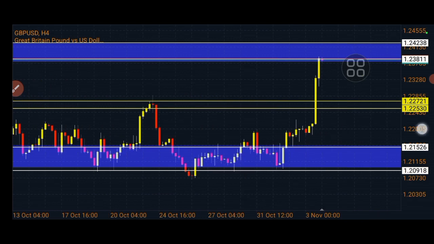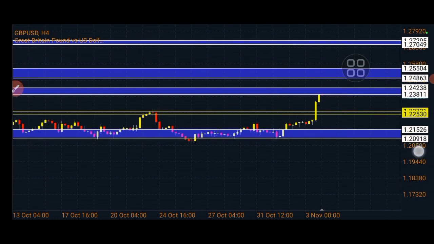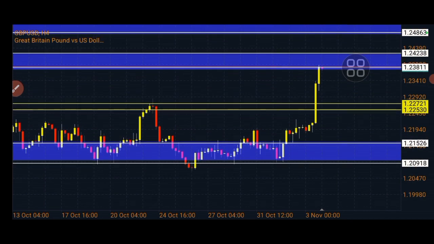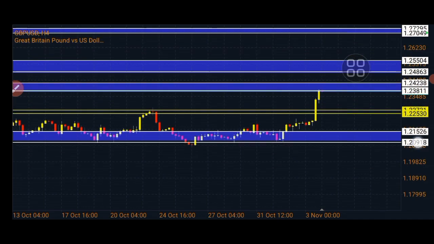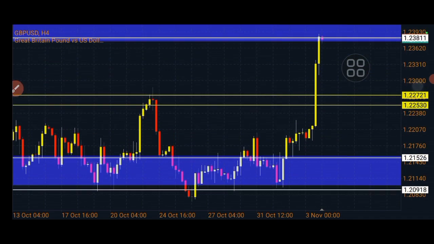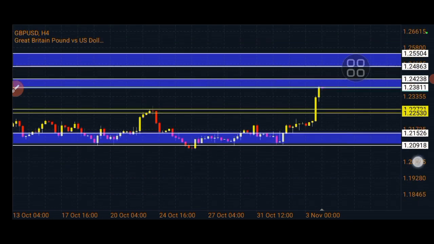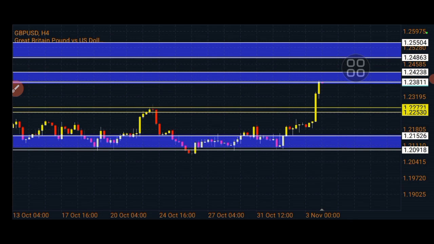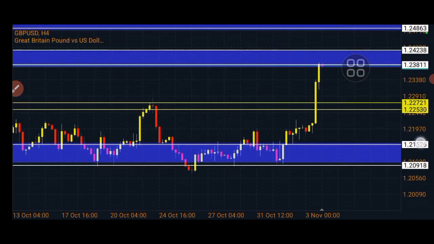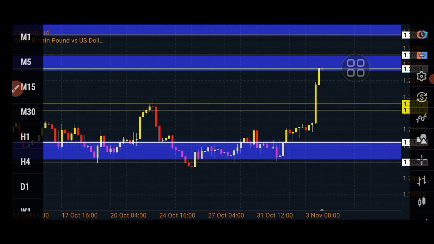So these are the zones we are going to work with. Buy, sell, it doesn't matter in the zone. Buying or selling, it doesn't matter in the zone. It's what you have in your psychology that matters, and the ability to stick to your rules.